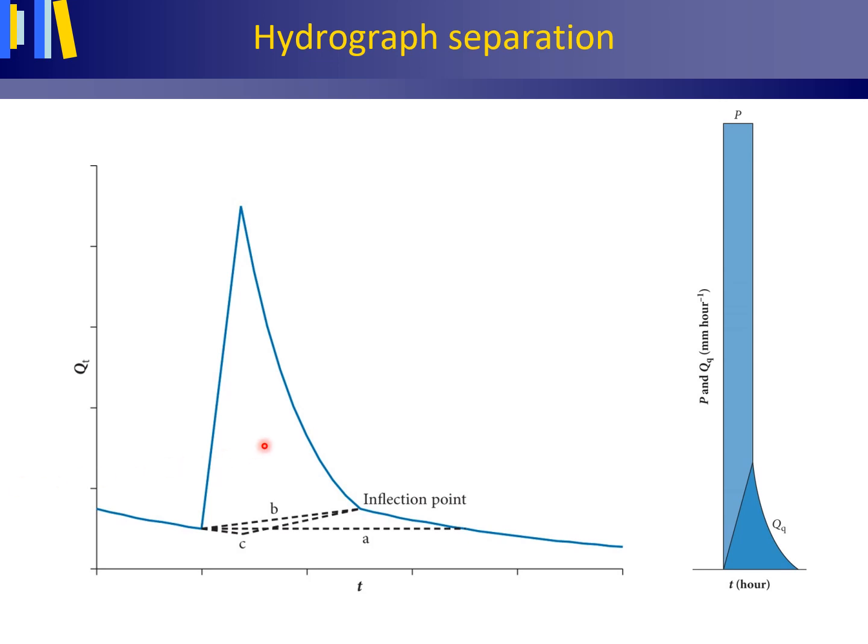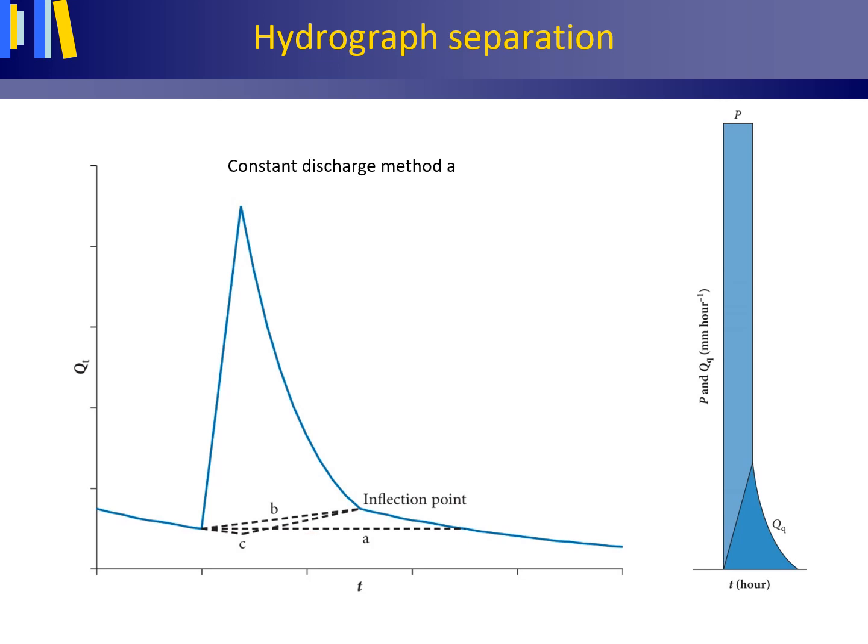For all methods, the area under the hydrograph curve but above the baseflow separation line or curve gives the quick flow volume during the precipitation event in cubic meter, whereas the area under the separation line or curve gives the baseflow volume in cubic meter. There are many methods of hydrograph separation. This sheet shows 3 graphical methods.